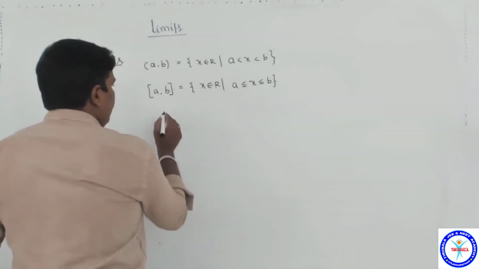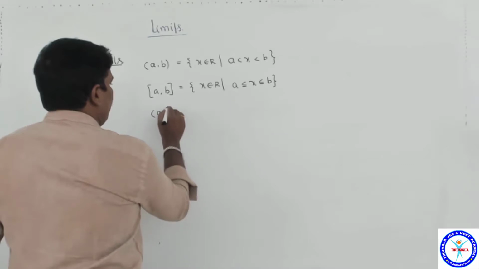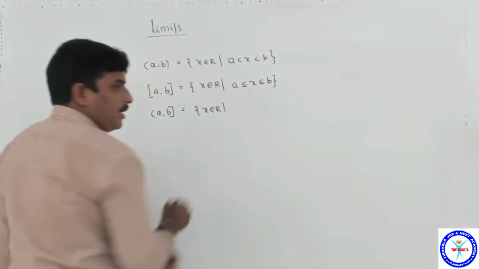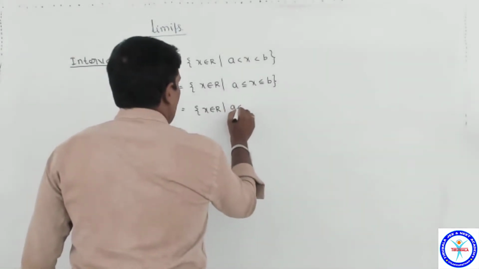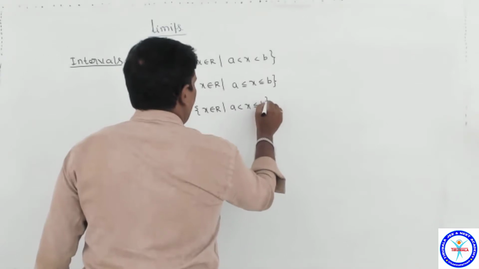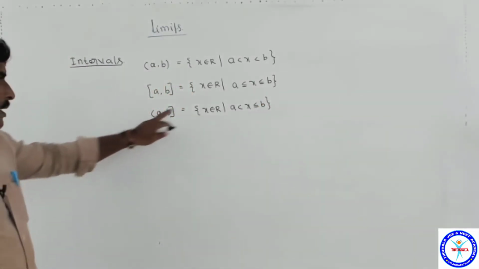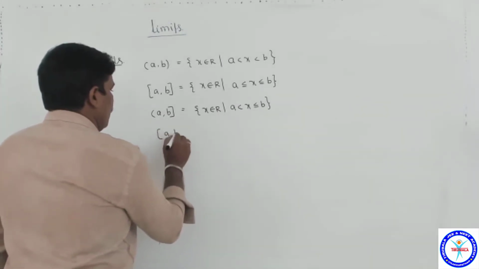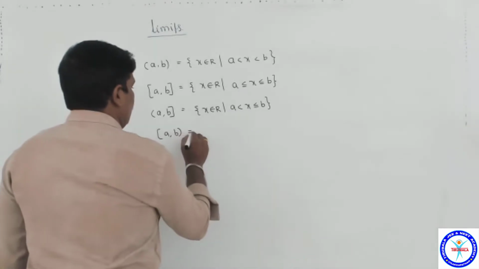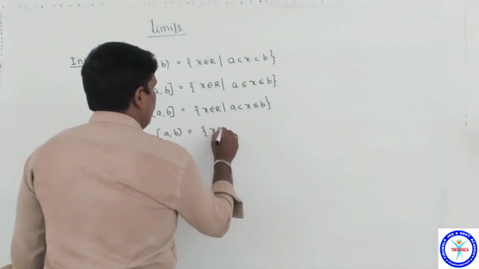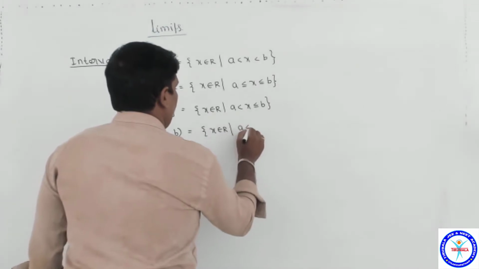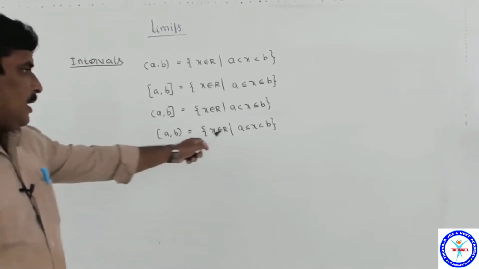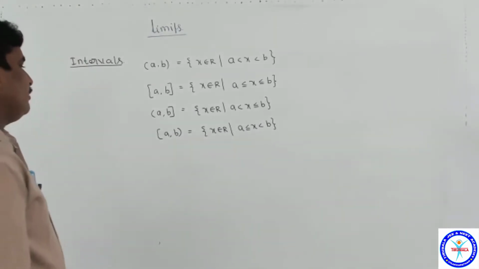Next, open a, closed b: (a, b] is equal to the set of x belongs to R such that a < x ≤ b. And the next one is closed a, open b: [a, b) is equal to the set of x belongs to R such that a ≤ x < b. Am I right?